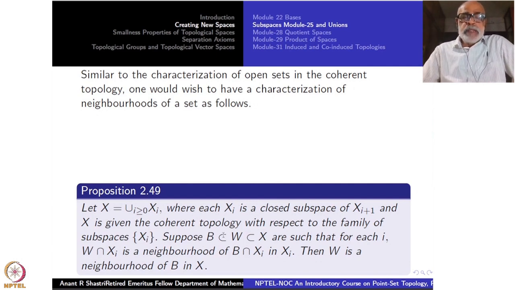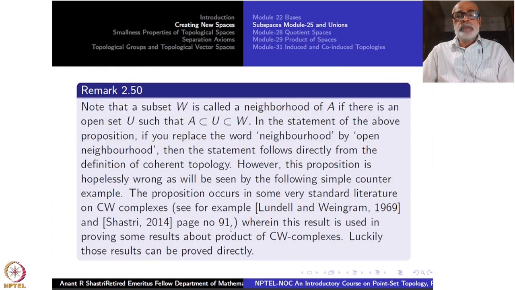Now suppose B is an arbitrary subset of X contained in another arbitrary subset W, such that for each index i, W intersection Xi is a neighborhood of B intersection Xi in Xi. Remember, each Xi is already a closed subspace of the next Xi plus 1, and we have taken X as the union of the Xi with the coherent topology. Under this situation, we would like to say that W is a neighborhood of B in X. So this is a simpler case. You can expect such a thing to be true for an arbitrary union instead of an increasing union, and so on. Even in this simplest case, it is false. That is the gist of today's talk.